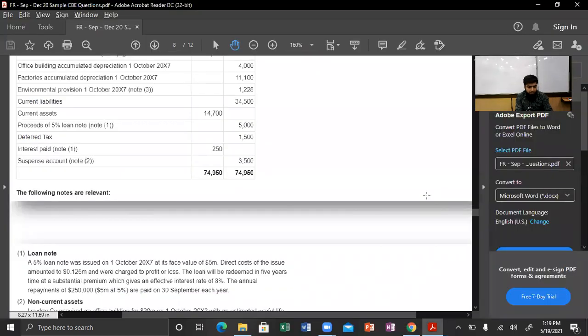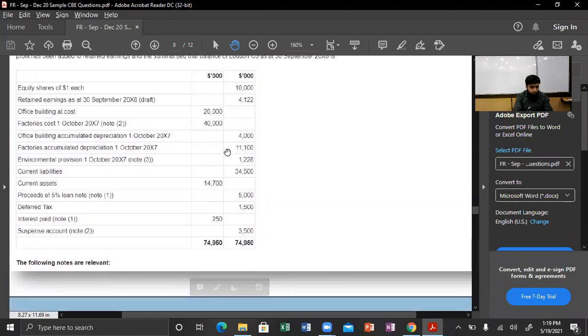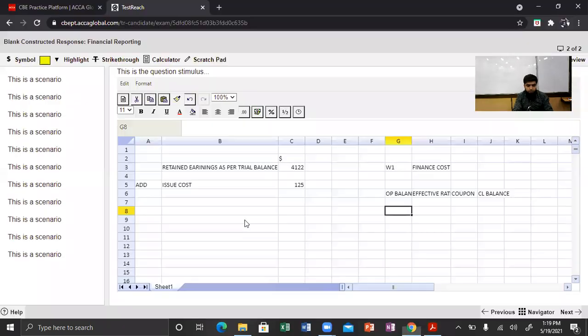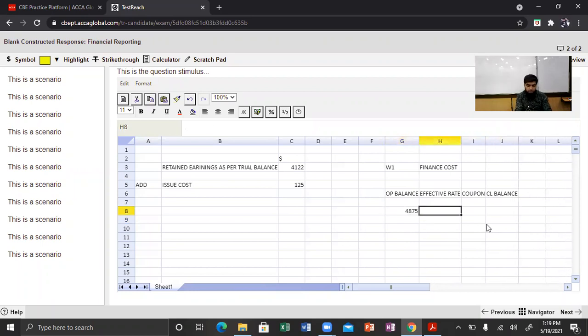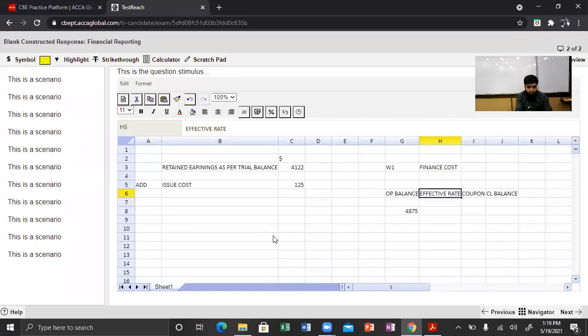So what is the opening balance? The opening balance of the loan note or the loan issue is 5,000, and definitely we are going to deduct the amount of issue cost, that is 125. Because issue costs or transaction costs are deducted from the proceeds. So proceeds were 5,000, and we deducted the issue cost, that is the transaction cost. The effective rate was 8%.